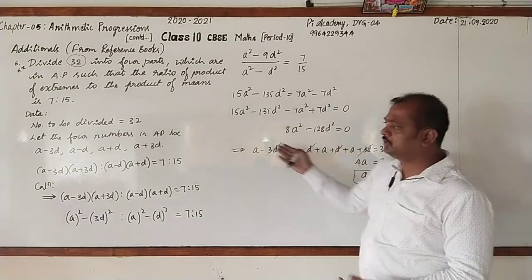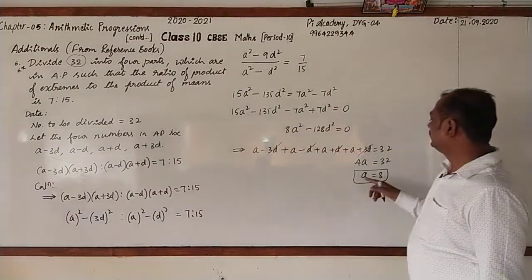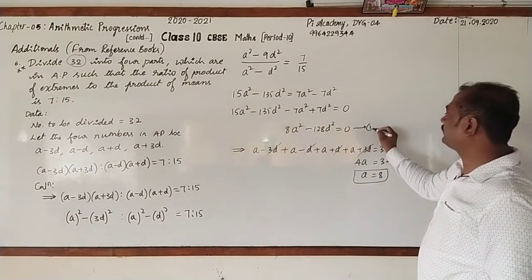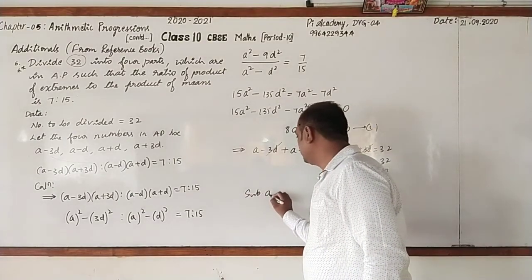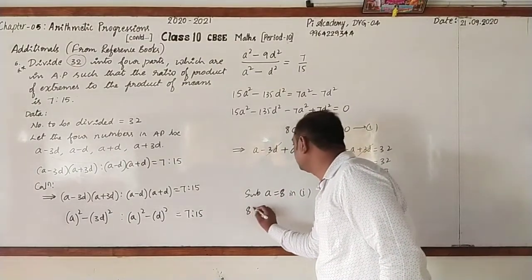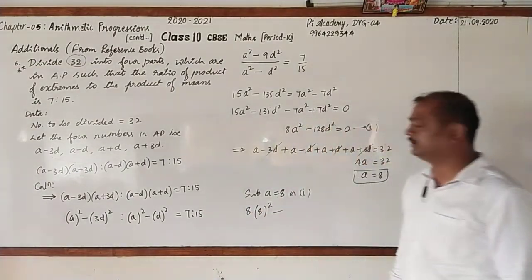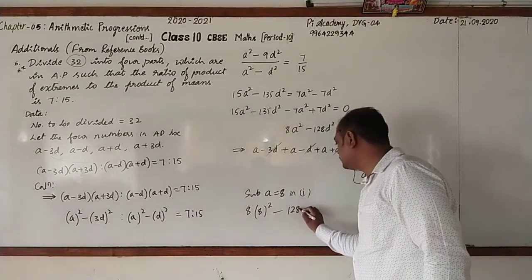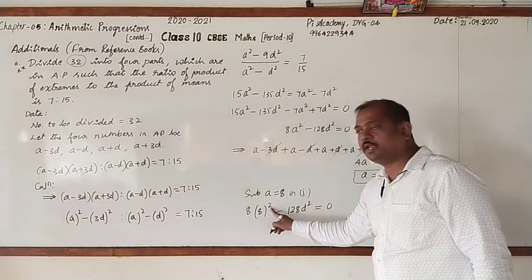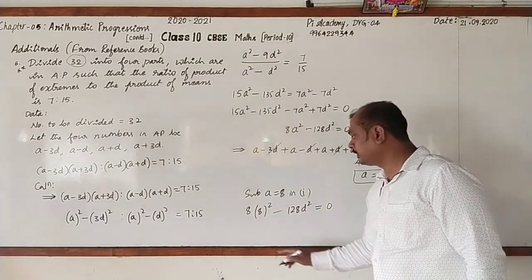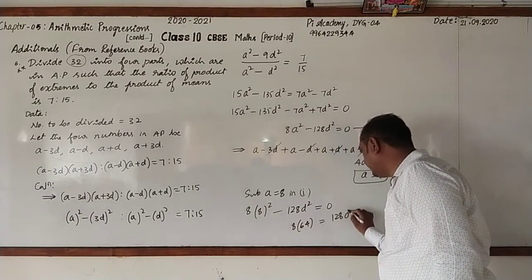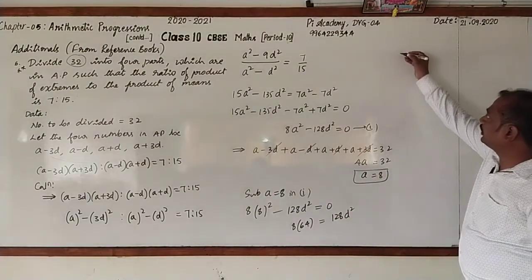Followed, we got a value. This step can also be written in the very first also. Next, substitute this in this equation to get d. I write this as first equation. Substitute a equal to 8 in first equation. You will get 8a², 8 whole square minus 128d², which is equal to 0. Then what is 8 square? 64. 8 into 64 is equal to 128d².